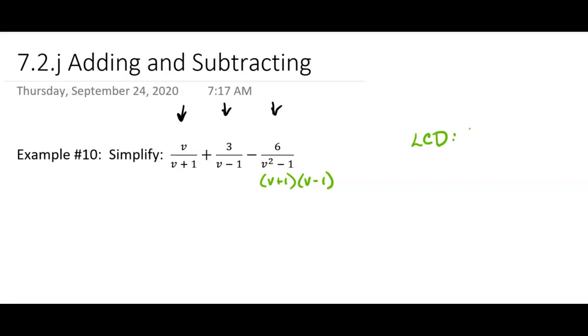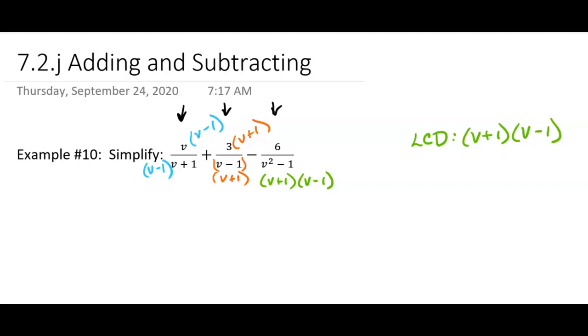The LCD just needs a v plus 1 and a v minus 1. So the first one, we're going to have to multiply that one by a v minus 1. I might run out of room writing it this way. This second one, it's got the v minus 1, but it doesn't have the v plus 1. So let me try to insert that. Hopefully you get what I mean there. And the last one, it doesn't need anything. It's already got the v plus 1 and the v minus 1.